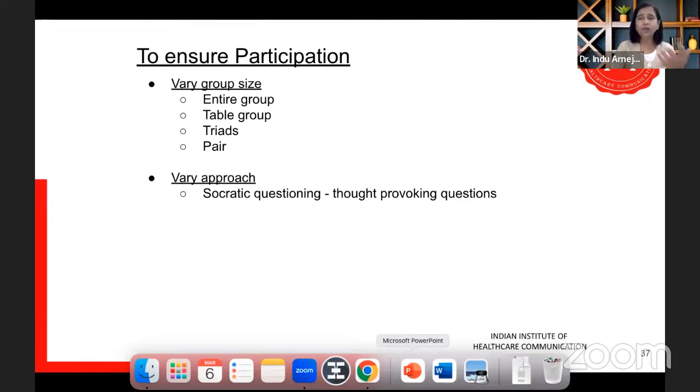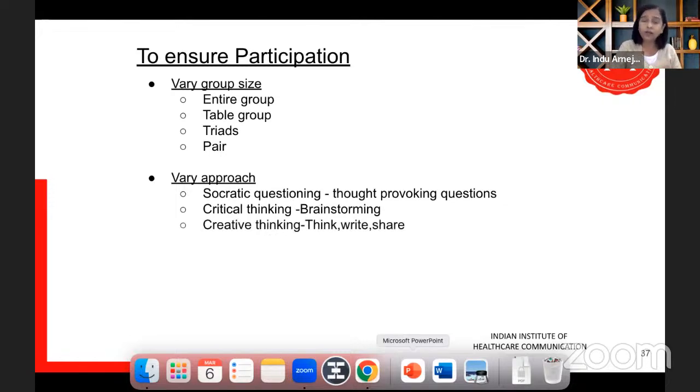Even the approach can be varied. For example, you may ask Socratic questioning, where you are asking questions just to make them think. Or it could be critical thinking, where there is a problem and they need to find a solution. So they need to brainstorm. Again, make them a group and you give them an exercise where they need to work. Or creative thinking, where they need to think and write and share something which they don't have ready-made, but you are making them think and do. Or it could be role plays. So what I'm trying to say, when you have different ways or case studies, for example, you are varying different approaches, so that way you are engaging.